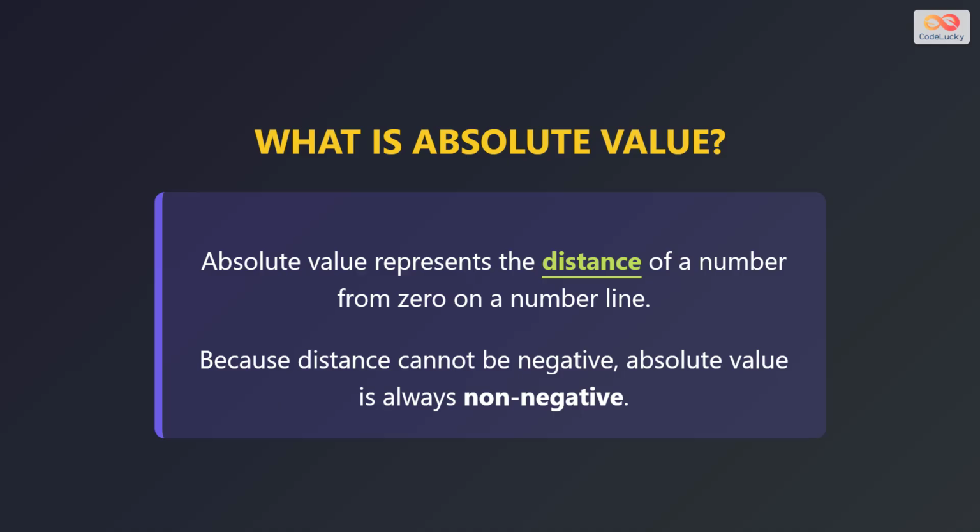First, let's refresh our memory. What exactly is absolute value? Simply put, it represents the distance of a number from 0 on a number line. Because distance represents physical space, it can never be negative. That is why the absolute value of any number is always 0 or positive.